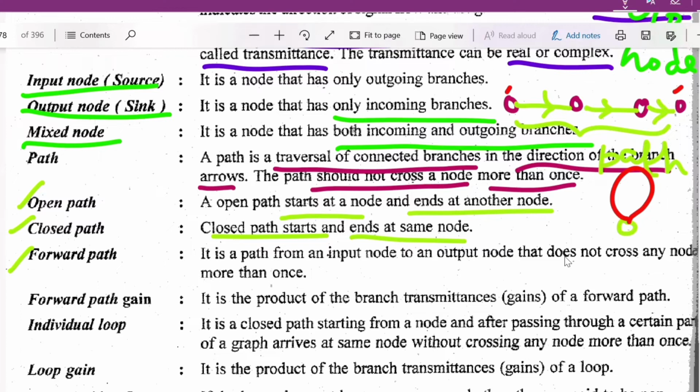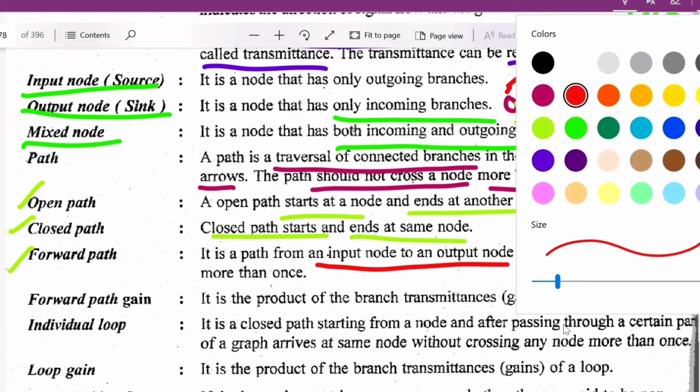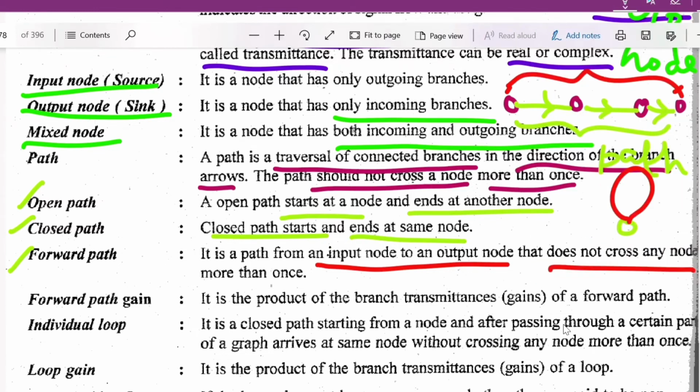It's a path from an input node to an output node that does not cross any node more than once. This is the forward path. The next one is the forward path gain. It's the product of the branch transmittances or gains indicated along the arrowheads of the forward path, and it is called the forward path gain.